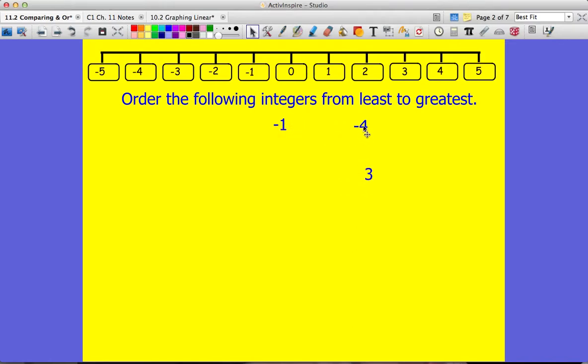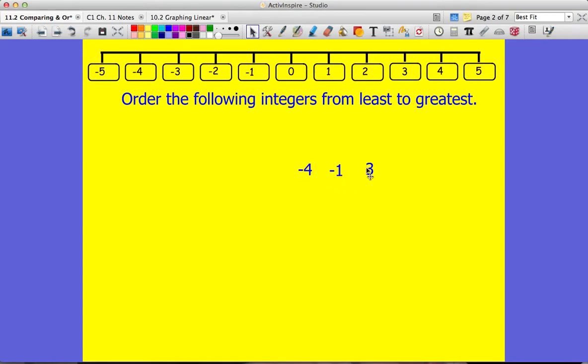But now -1 and -4, it's a little bit opposite. Because -1 is closer to 0, it is actually bigger than -4. If you think of it in terms of money, if you owe somebody $4, you have less money than somebody who owes somebody $1, and you still have less money than somebody who has $3.